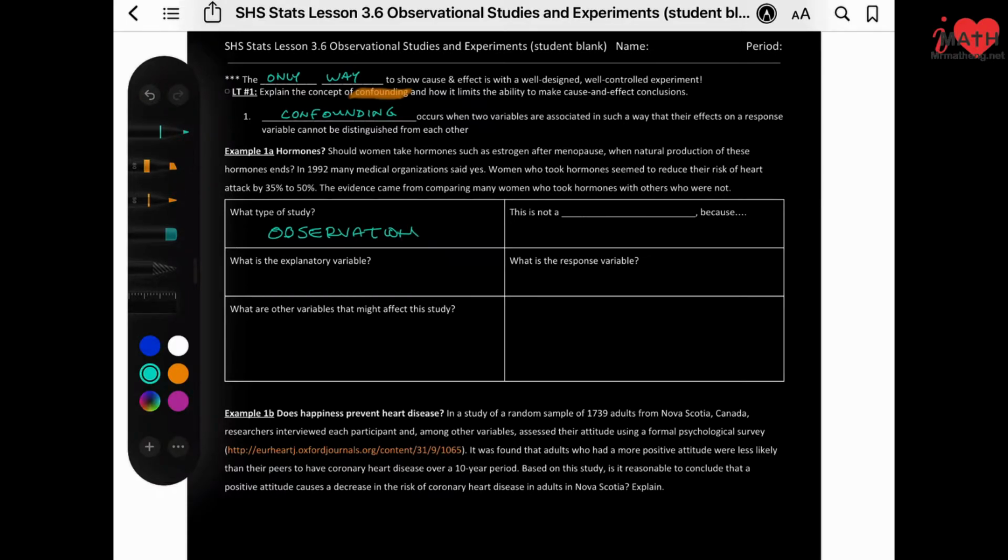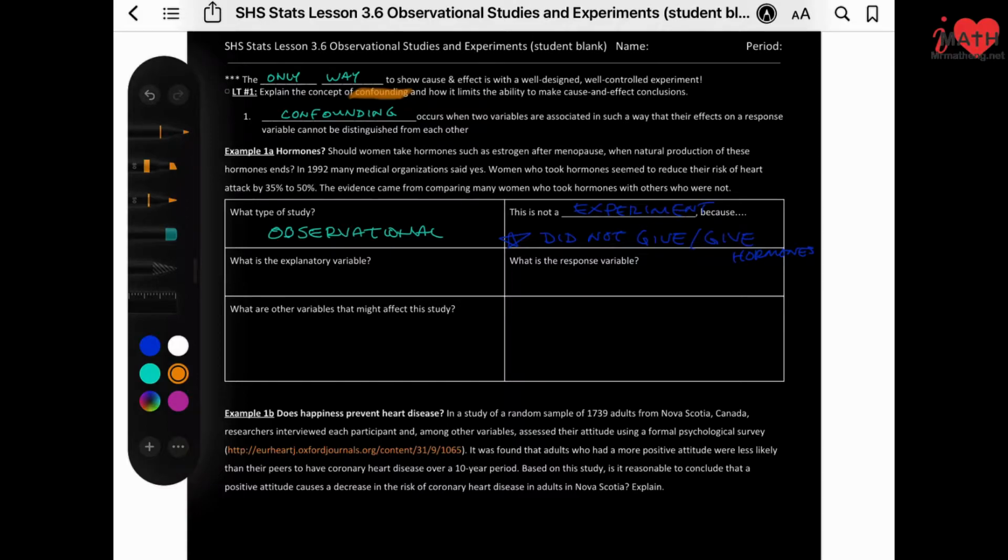They're just observing, they're just watching. Okay, this is not an experiment because the researchers did not give or withhold hormones. Right? A researcher has to intervene on that.